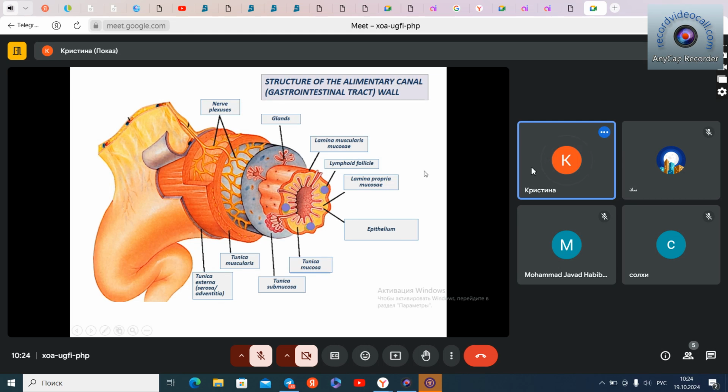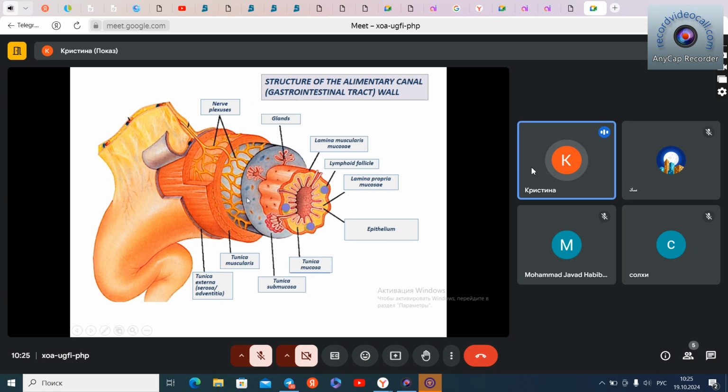Here you see the same, but in the picture. Four layers are shown in this example of small or large intestine. So the innermost layer is the mucosa. It includes epithelium, this white line, then lamina propria mucosa, yellow in this picture. This is loose fibrous connective tissue with these ball-shaped lymphoid follicles, and lamina muscularis mucosa, red line.